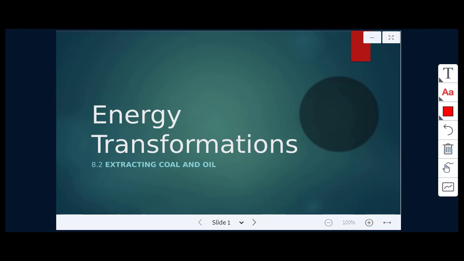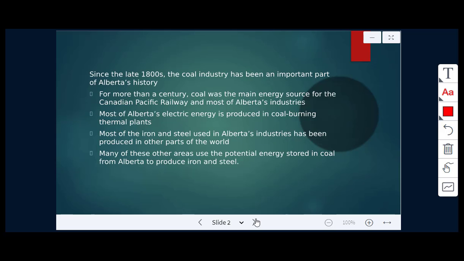All right, so 8.2 looks at extracting coal and oil. Since the late 1800s, the coal industry has been an important part of Alberta's history. It was the main source for the Canadian Pacific Railway and most of Alberta's industries. Most of Alberta's electric energy is also produced in coal-burning thermal plants. Most of the iron and steel that's used in Alberta's industries has been produced in other parts of the world, where those areas are using coal from Alberta to produce iron and steel.